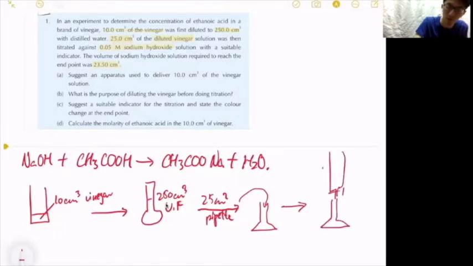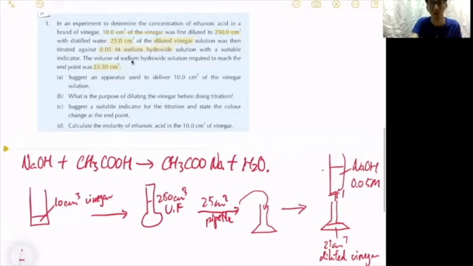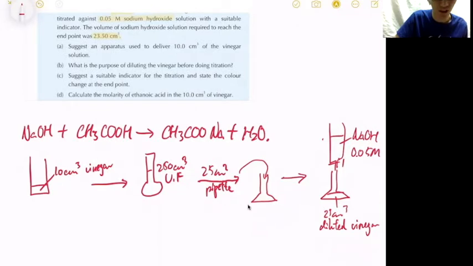So we know that we have 25 cm cube of diluted vinegar inside the conical flask. And also we have sodium hydroxide here, and that is 0.05 M. After the experiment, we know that we use up 23.5 cm cube of sodium hydroxide solution. So based on the information, how can we calculate the molarity of ethanoic acid in 10 cm cube? So how can we calculate?